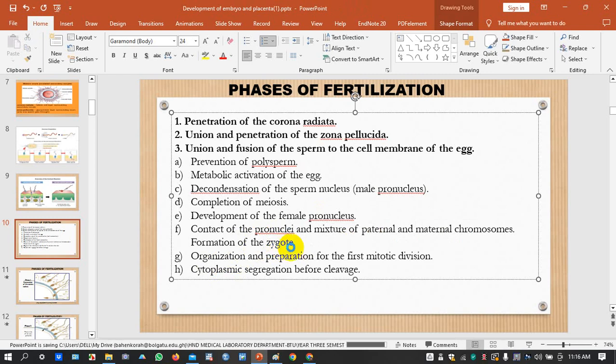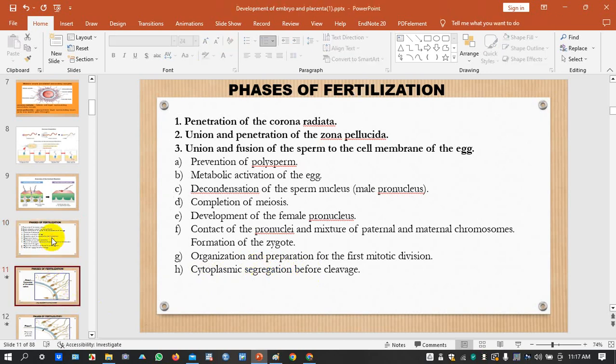Okay. Organization and preparation for the first mitotic division. So after forming, the zygote will now undergo mitosis. It will divide several times to form the 8-cell stage, the 16-cell stage, which is morula, the 32-cell stage, which is the blastocyst, and implant in the endometrium. Cytoplasmic segregation before cleavage. So the cytoplasm will be separated into pieces before the zygote can divide.